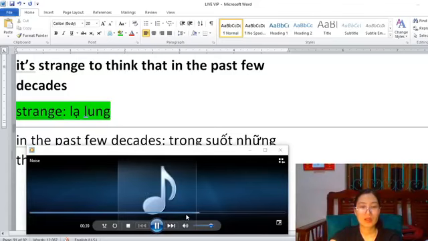That's a really good description, noise pollution. Past few decades, people have been talking about noise pollution.